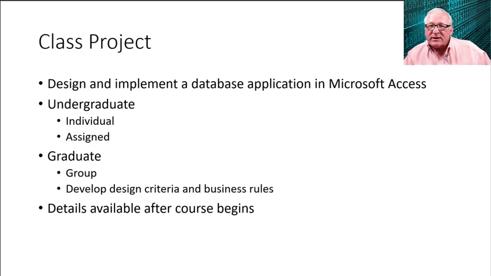The class project is spread out over the semester, consists of developing a database application that meets specific design objectives. We'll be talking about those as we go along. For undergraduates, the project is assigned. You'll complete the database individually. For graduate students, the project will be a group project. 3 to 4 of you will be assigned to groups, and you'll determine the design objectives and business rules.